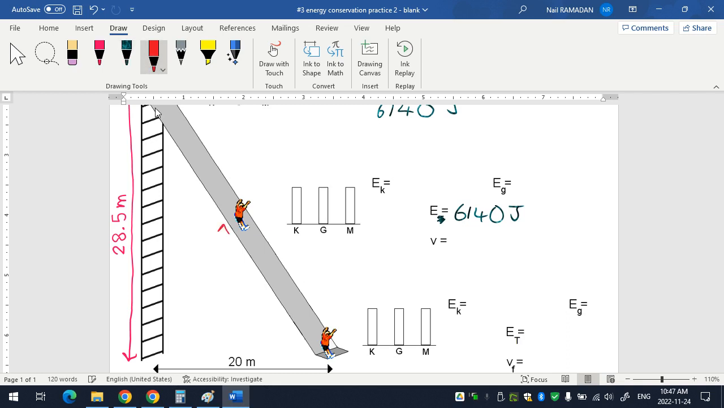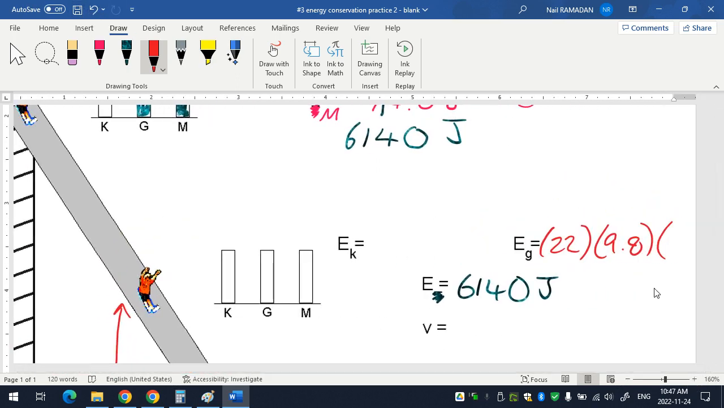Okay, everyone, go ahead. How long is this one? What's half of 28 and a half? Well, half of 28 is how much? 14. 14.25. Yes. All right, let's do that. So 22, 9.8 times 20. Sorry. Do you have enough space for that? I don't. 14.25.